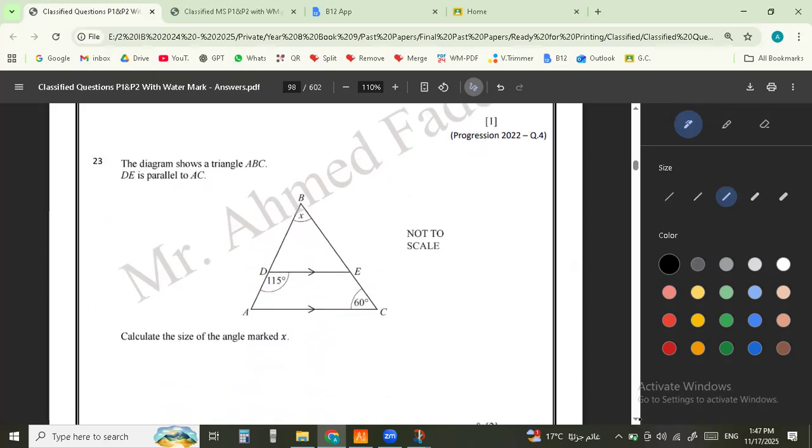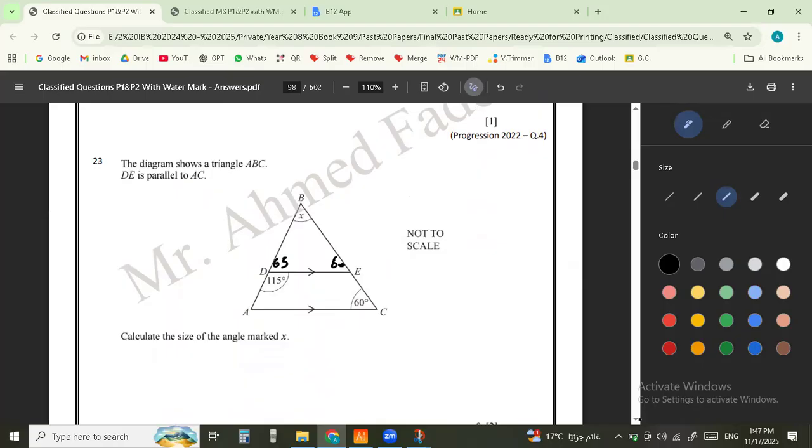Calculate the size of the angle marked X. Okay, Mister, I cannot find it. Well, you can find it, but you cannot find it in one step. I know that this is 60 because corresponding, and I know that this is 65 because supplementary.